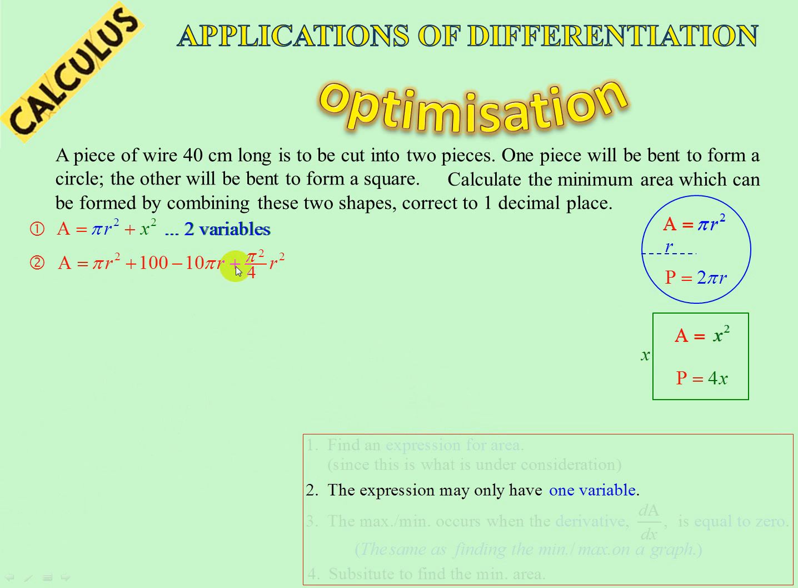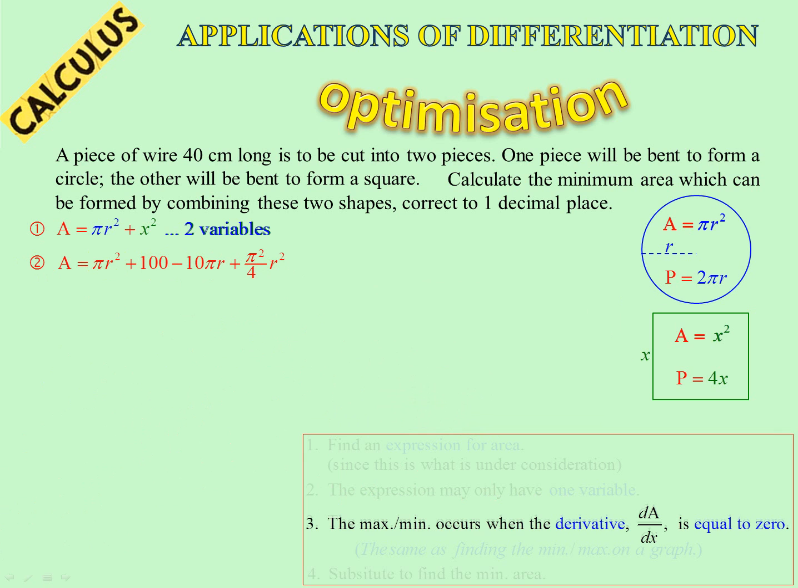Now, we're finding the value of x that will make this a minimum. The value of r that will make this a minimum. So we're going to differentiate. There we are, there's the derivative. We put it equal to 0. And we're going to solve. We end up with r equaling 2.80.